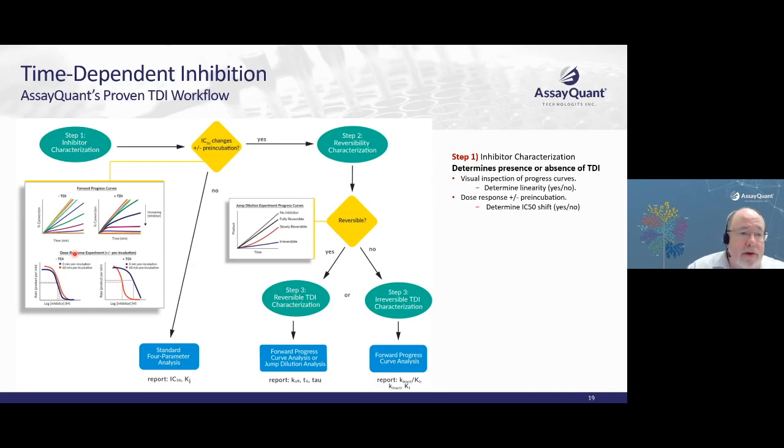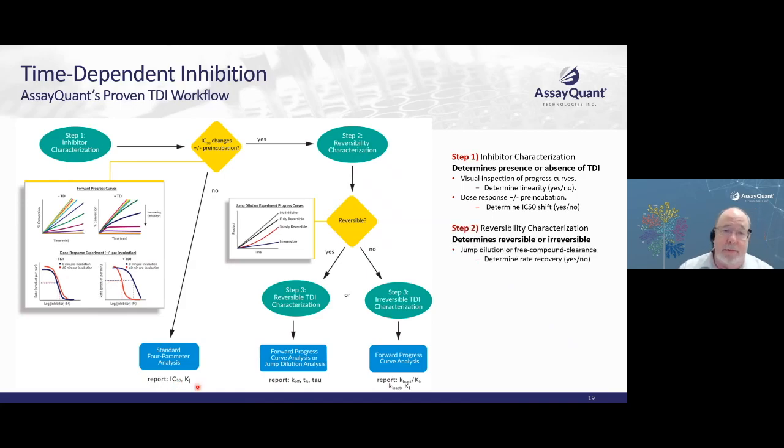We look at the progress curves, just like we did before, but we'll also see if there's a shift in the IC50s with and without the pre-incubation. Once we do that, if we don't see a shift in the IC50s or any kind of divergence from linearity, then that just means it's one of our standard fast-off inhibitors, and we will be able to report IC50s and KIs, as we talked about at the beginning here.